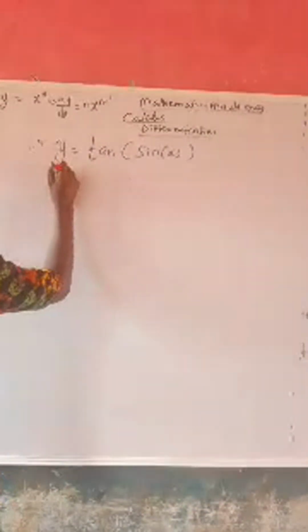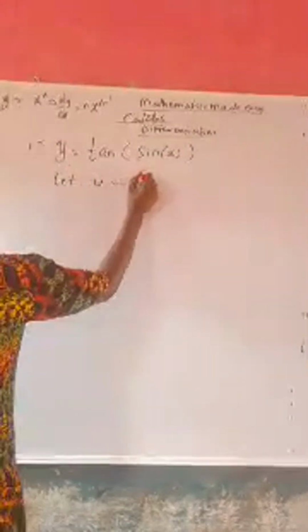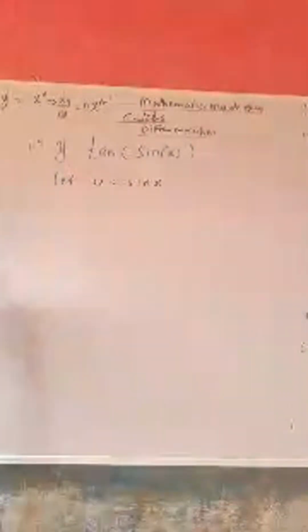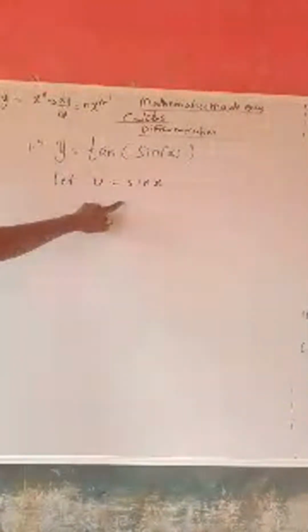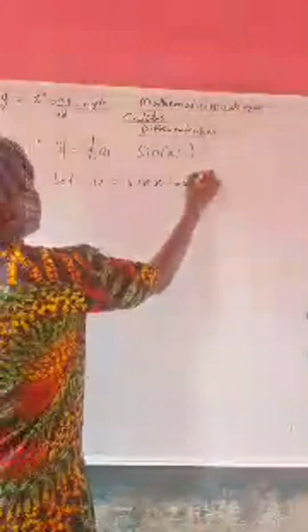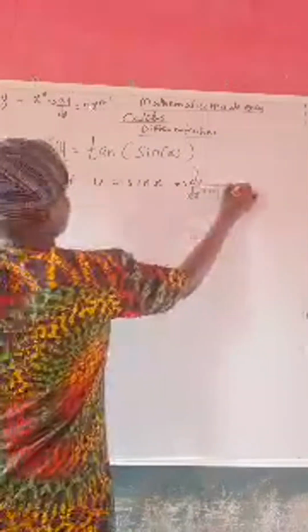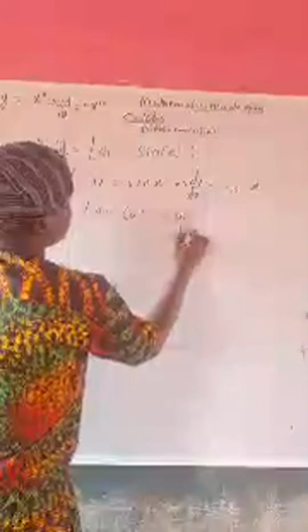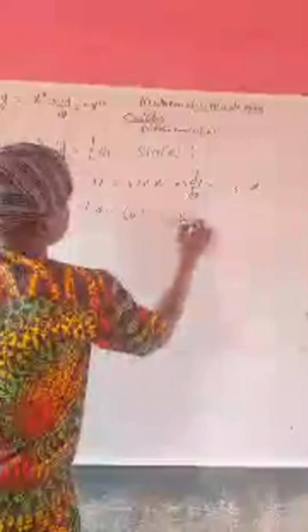We're going to say, let u be equal to sine x. So if u equals sine x, we have du over dx equals cos x. Then come back here. We have y equals tan u. Then you find dy over du. If you differentiate tan u, you're going to get sec squared u. Take note of that.